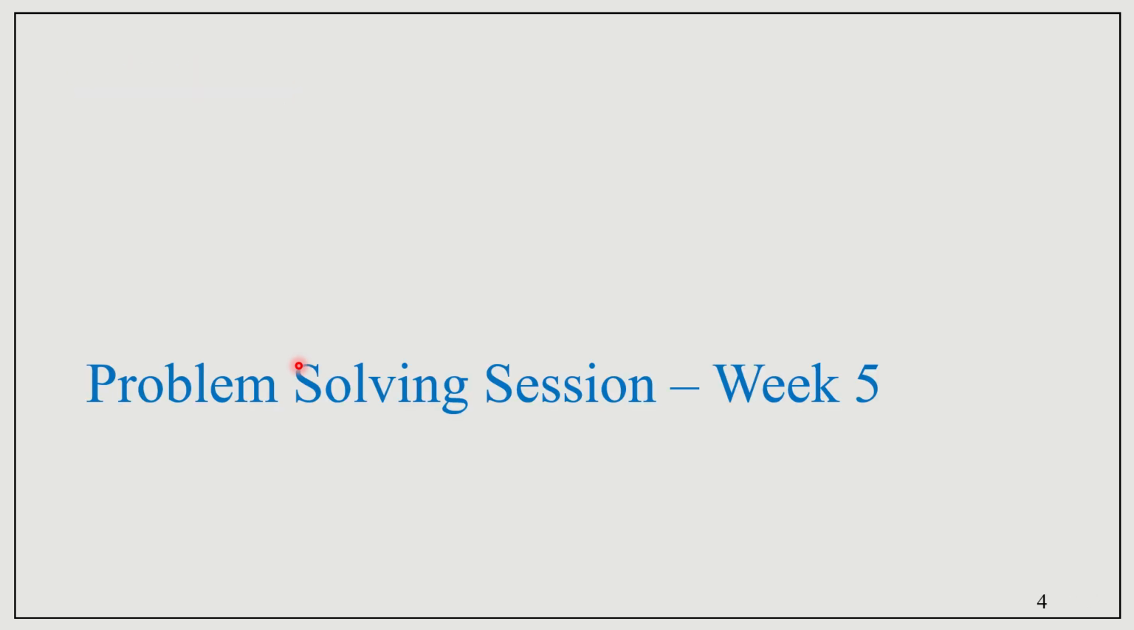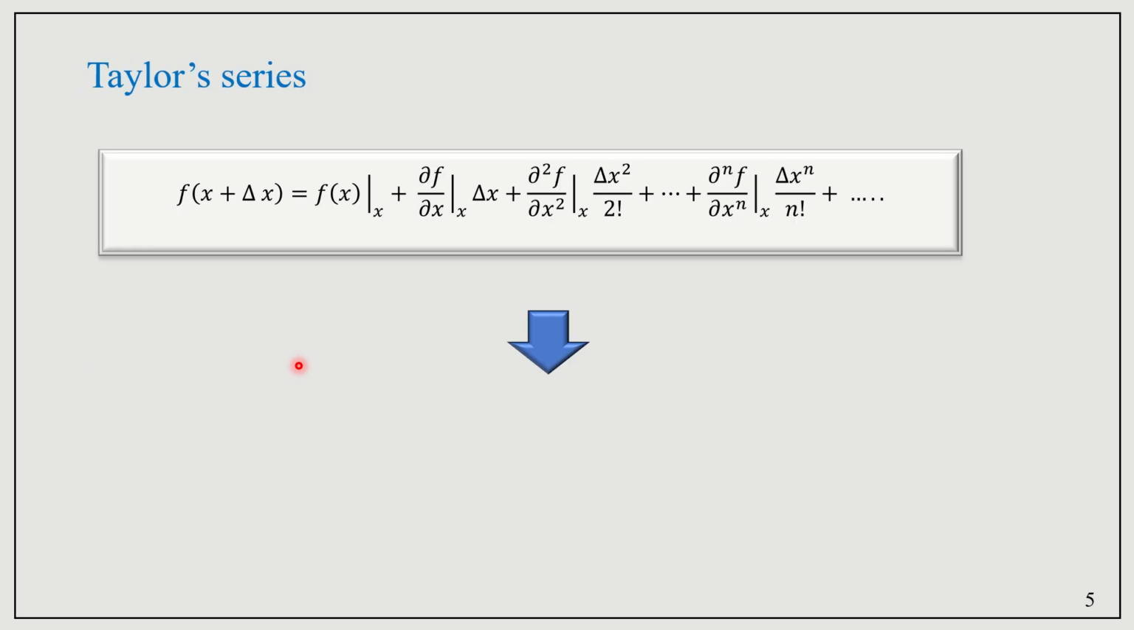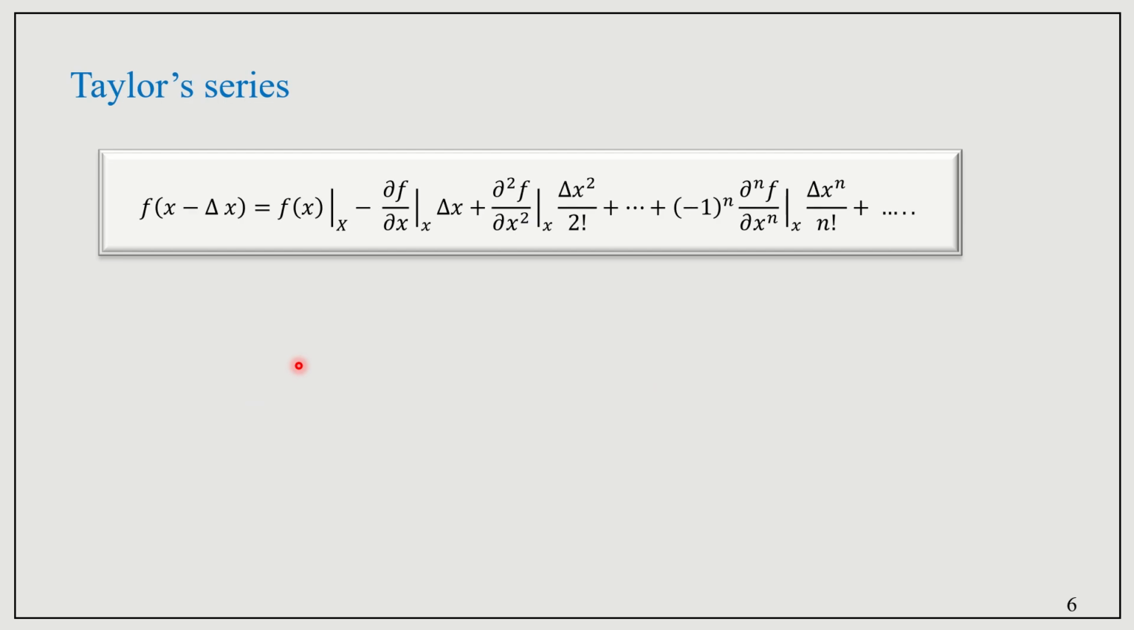In the first few slides we have seen, f of y, let it be x, we'll just see x minus delta x, equal to f of x at x minus dou f by dou x at x into delta x plus dou square f by dou x square into delta x square by 2 factorial.